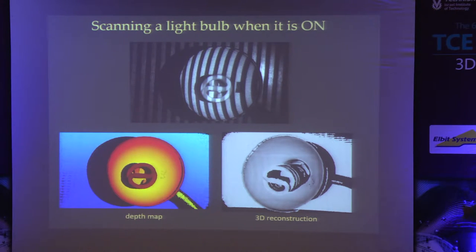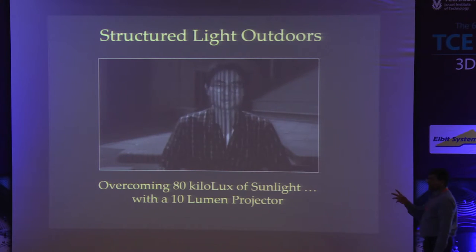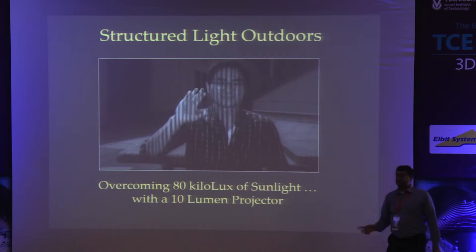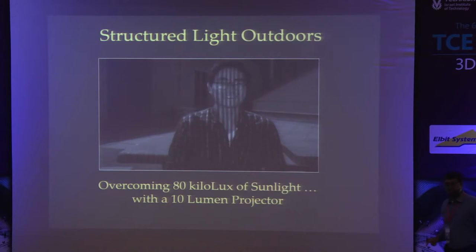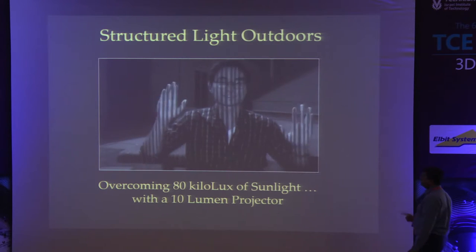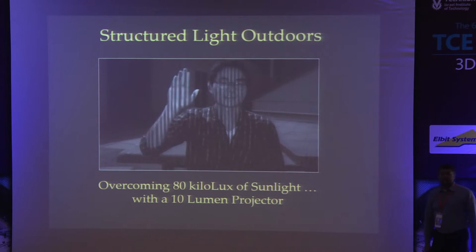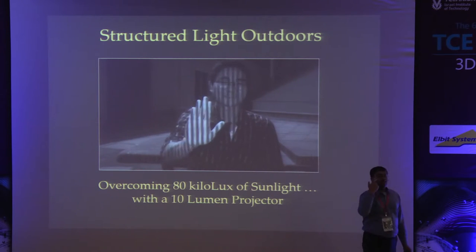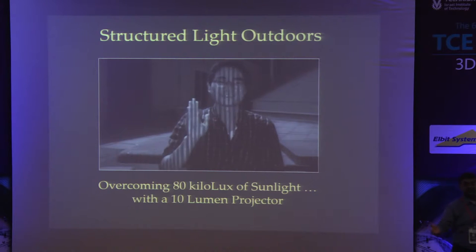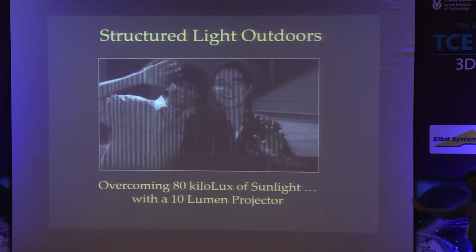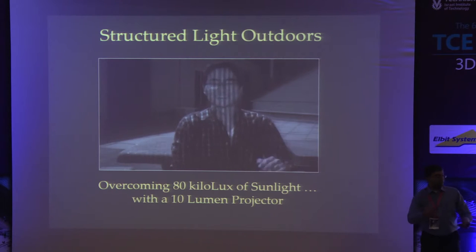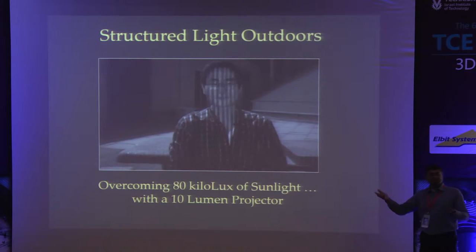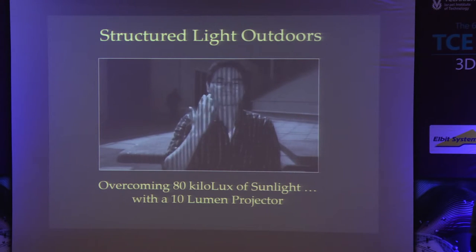Now, of course, this is just 1600 lumen to 10 lumen, but what about sunlight? Sunlight is about 80 to 100 kilolux, okay? And this is, again, the same 10 lumen projector. And we are actually capturing all of the light patterns. There's no way you can see these patterns with your naked eye. This is all visible spectrum, right? Everything is visible spectrum. So whatever I talk about here can be used in other wavelength spectra and so on.